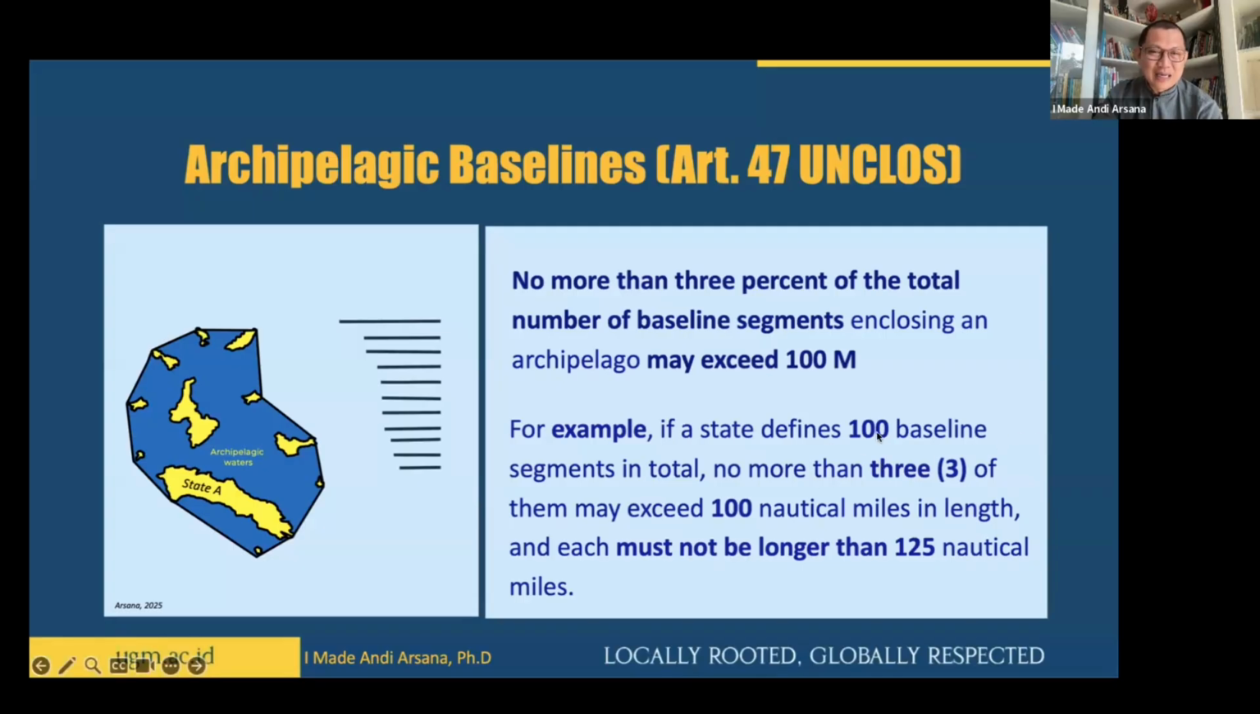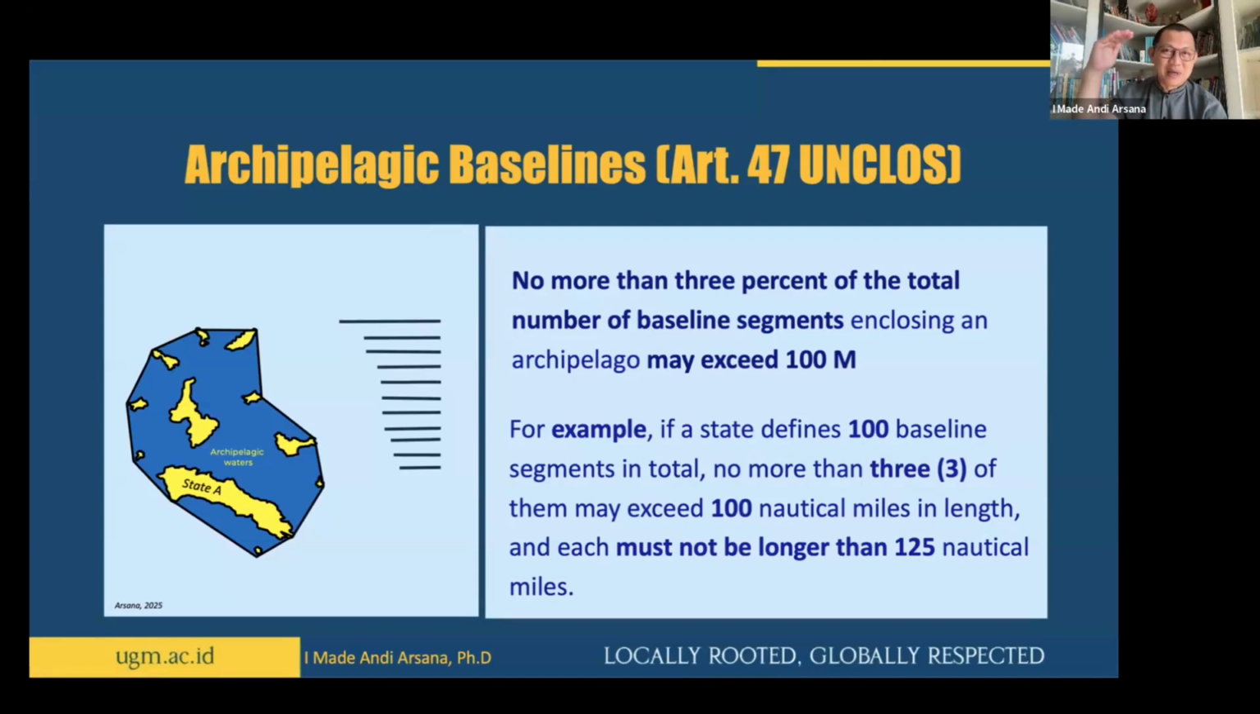Oke, kalau punya 100 segmen, maka hanya 3 yang boleh maksimal itu yang melebihi 100. Itu pun nggak boleh lebih dari 125. Tentu saja, karena itu ada kriteria tadi kan. So, can you have more than 100? Yes, you can. Can you have more than 125 nautical miles? No, you cannot. Okay, you can have more than 100 nautical miles, but only 3% of the entire segments.